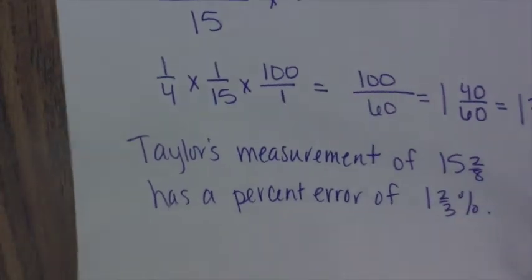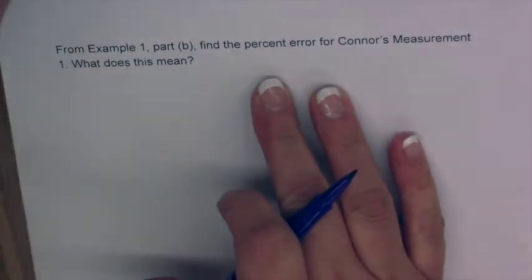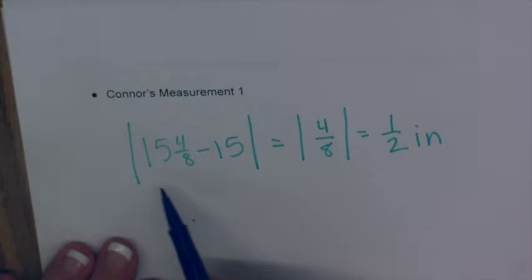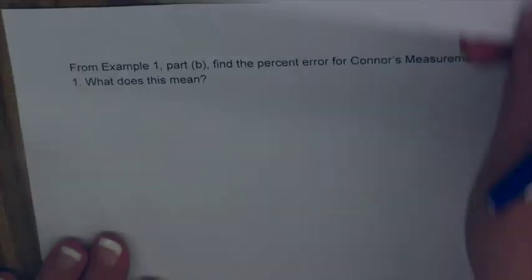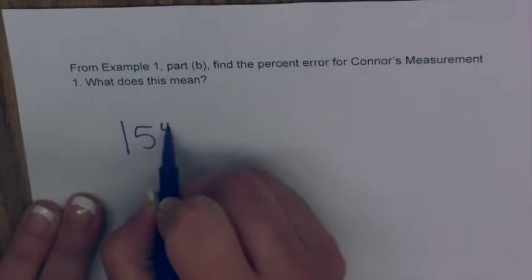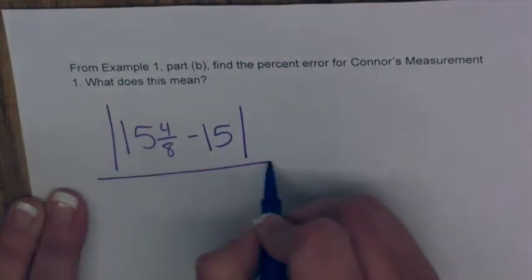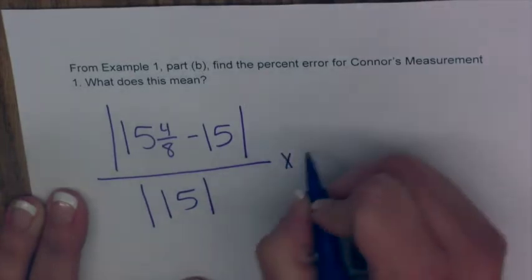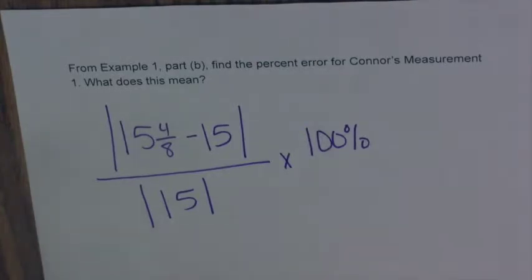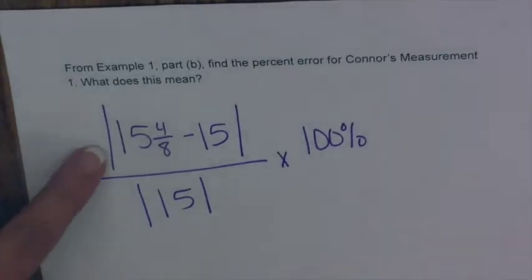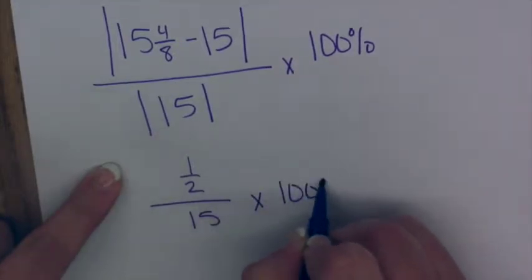All right, let's look at our next part of this question. It says, from example 1, part B, find the percent error for Connor's measurement 1, and what does this mean? So if we look back at Connor's measurement 1, here's the first part of our work: his measurement minus the original, and then we found that to be 1/2 of an inch. So let's see what that looks like. Connor's measurement of 15 4/8 minus the original value, or what it actually is, all over the actual exact value times 100%. We know from our previous work that 15 4/8 minus 15 is 1/2, so we have 1/2 divided by 15 times 100%.